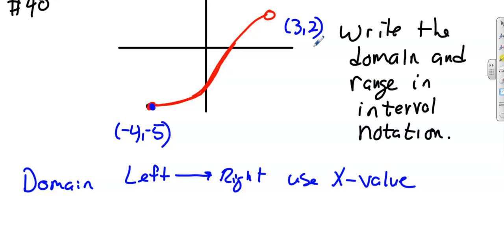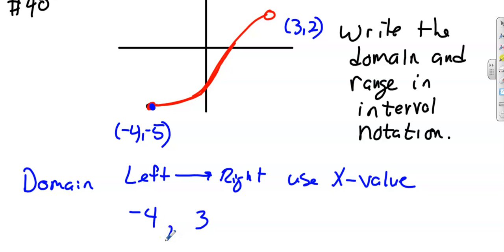Okay, so the point farthest to the left is -4, -5. So tell me what the leftmost point is. Well, that's at -4. The right-hand point is at 3, 2, so tell me the next value. That's going to be at 3. Okay, and all you're going to do is you're going to put a comma in the middle.